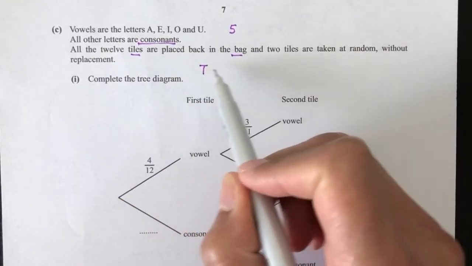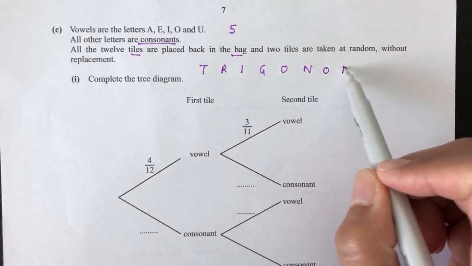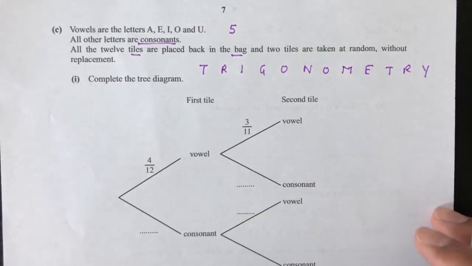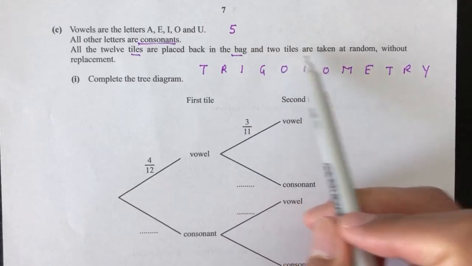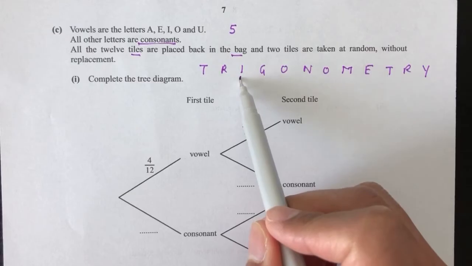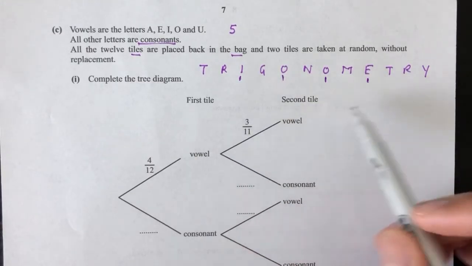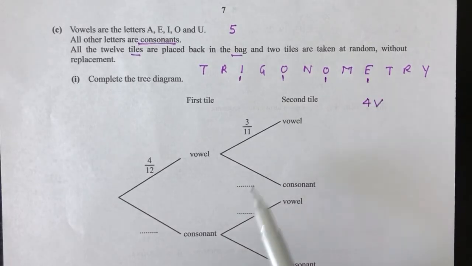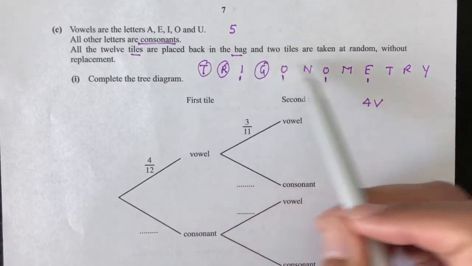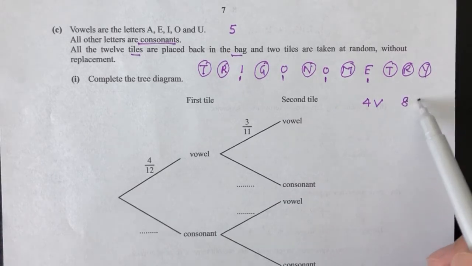So we have the word "tree, go, no, me, tree." That is the word that we have. It says 2 tiles are taken at random without replacement. So how many vowels do we have here? Let's count. 1, 2, 3, 4 vowels. So let's say we have 4 vowels, and how many consonants? We have 1, 2, 3, 4, 5, 6, 7, 8. So we have 8 consonants.